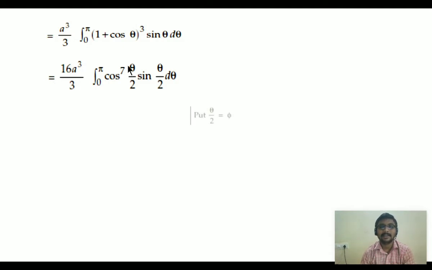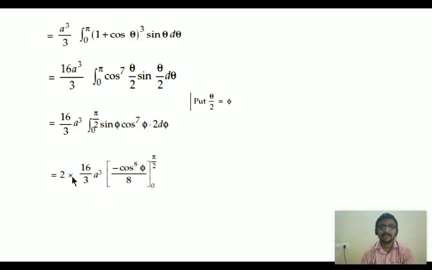Now we have to replace theta by 2 equal to another variable phi. Now we have to change the limits and then we will compute. So the limits are also changed here, and then computing, we will have 16 by 3 into a cube, minus cos power 8 phi by 8, limits 0 to pi by 2, because what is the derivative of cos phi with respect to phi? Minus sin phi. So only sin phi is there. We just have to take minus as the inner of the integral and minus as the outer integral.